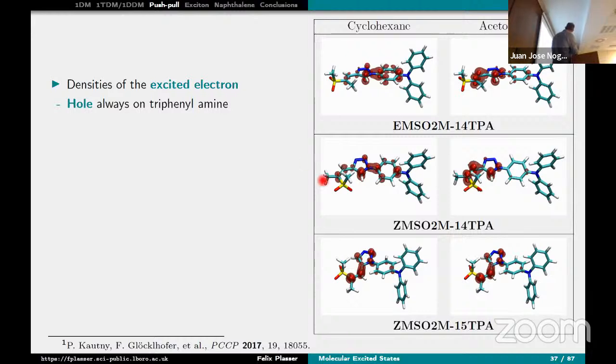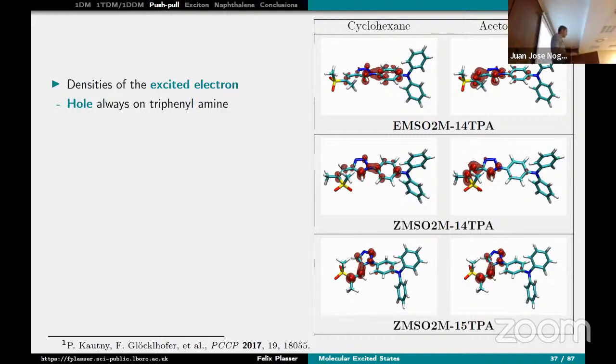And for example, what you can see is that if we use a solvent that is not so polar, the electron density stays around here. If we use the more polar solvent, the electron density is pulled further to the acceptor group. And then we can also compare the same thing for this molecule, and for the molecule where we use the 1,5 substitution, the electron density is always on this acceptor group and never on triphenylamine like it is here.